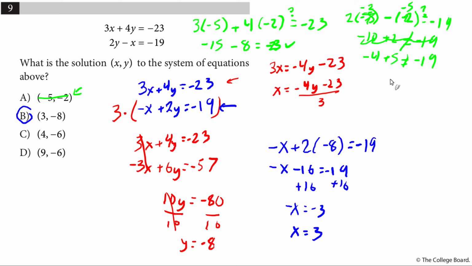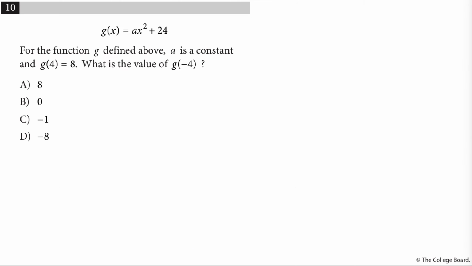So I can do that. It's probably a little faster to just go through and do the work. But if you forget it is an equation, you can just check each one, see which one works. All right, give this a shot.